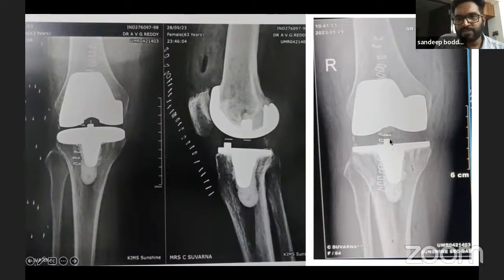And whenever you can see a small post here, these posts are mostly present for rotating polys, mobile polys. So this is an Oxford design with mobile poly. Here you can see there is almost some 10 degree slope, which has to be given for Oxford for better flexion.